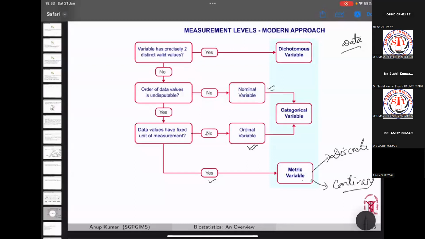Why am I emphasizing this point? Because the type of the data is going to decide what analysis or what graph or what chart you are going to prepare to present your data. Okay.